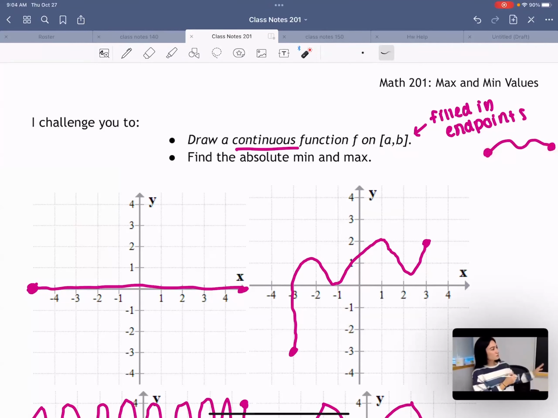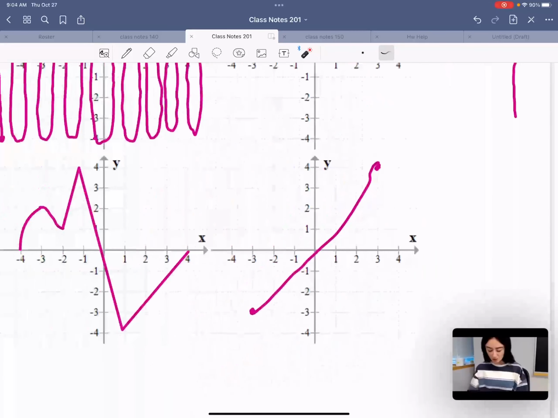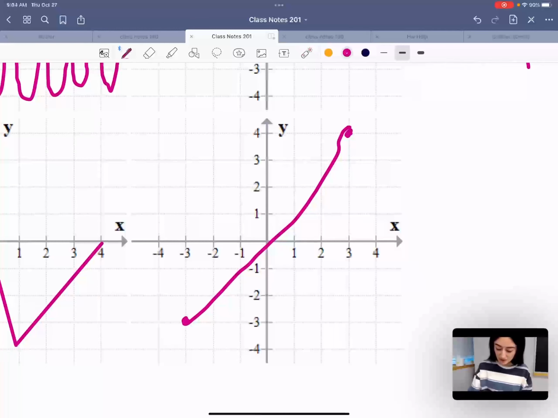Now, I walked around the room and told you to be a little bit creative. I found some funky equations as I was walking around. Actually, I think I'm going to start with the bottom one here and work my way up. After I told you to draw your function, I asked you to find the absolute max and absolute min of each. Let's just do that.